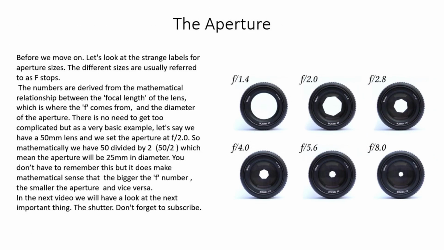Before we move on, let's look at the strange labels for aperture sizes. The different sizes are usually referred to as f-stops. The numbers are derived from the mathematical relationship between the focal length of the lens, which is where the f comes from, and the diameter of the aperture. There is no need to get too complicated, but as a very basic example, let's say we have a 50mm lens and we set the aperture at f2, so mathematically we have 50 divided by 2, which means the aperture will be 25mm in diameter. You don't have to remember this, but it does make mathematical sense that the bigger the f number, the smaller the aperture, and vice versa.